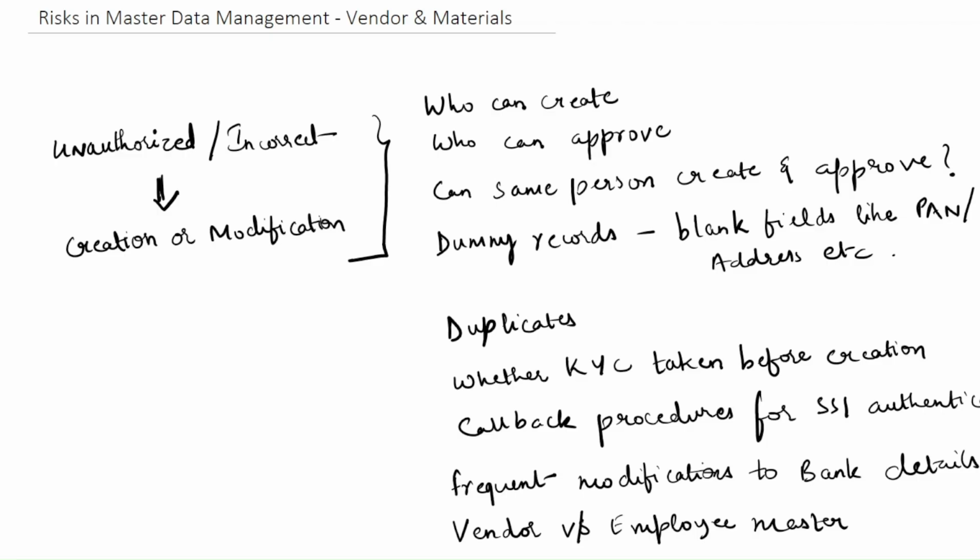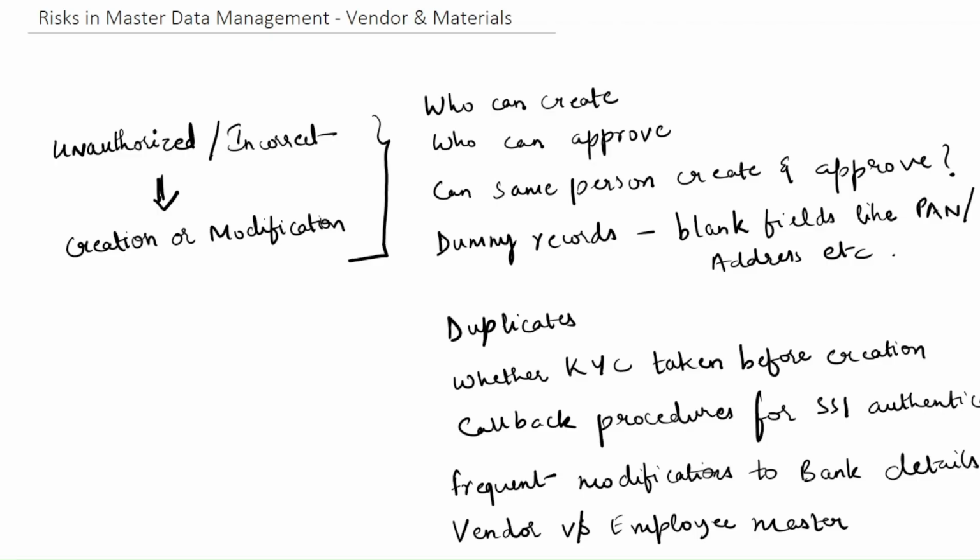You also need to check whether the records are created after proper verification of documents received from the vendor. There should not be any dummy records or duplicate records in the vendor master. Fields like GST, phone number, address, PAN are quite critical to identify the authenticity of the vendor records and hence should be made mandatory, and any blank fields need to be analyzed separately.